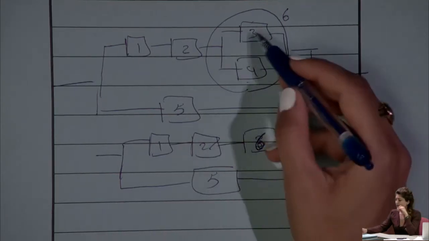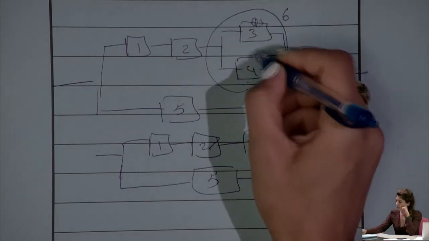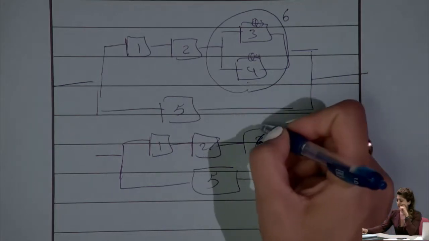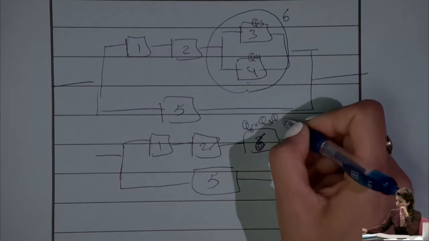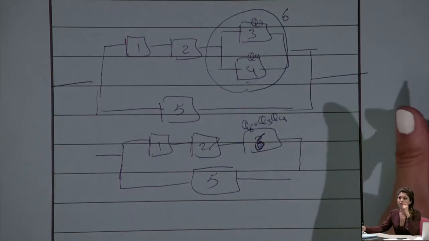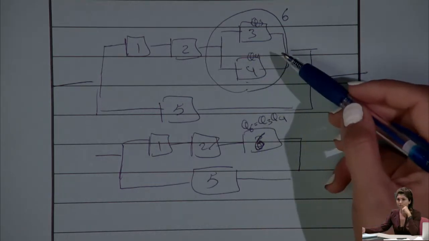So you can say Q3 is the probability that this one fails, and Q4 is the probability that 4 fails. What is the probability of both of them failing? Q3 times Q4. Exactly. So you have Q3, Q4. It's both of them. It's A and B. So therefore, the multiplication is going to apply here, because both have to fail for this to fail.